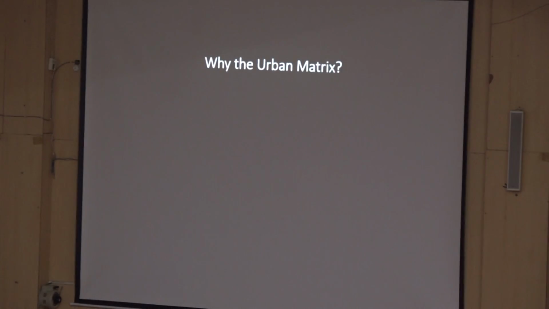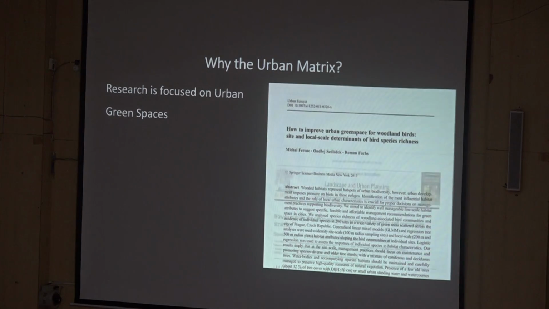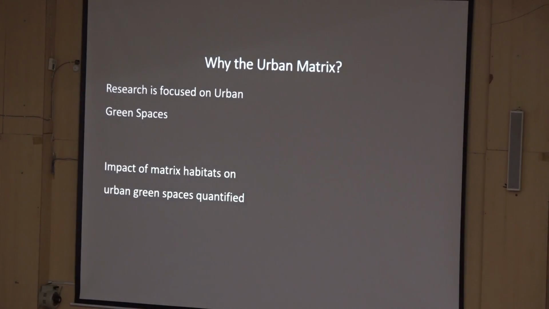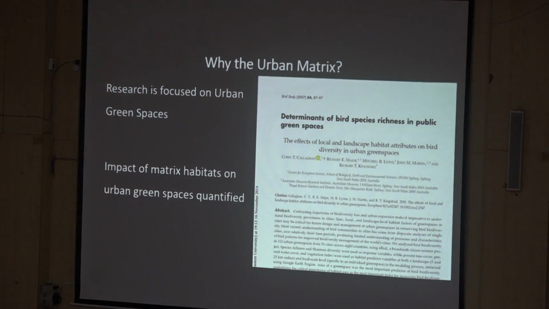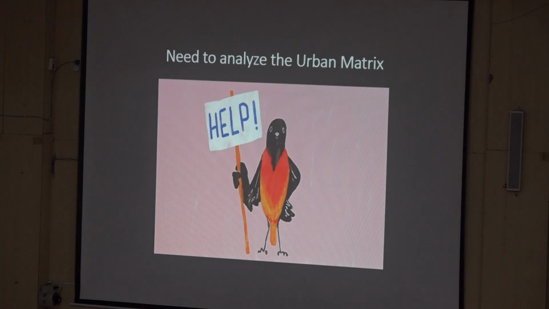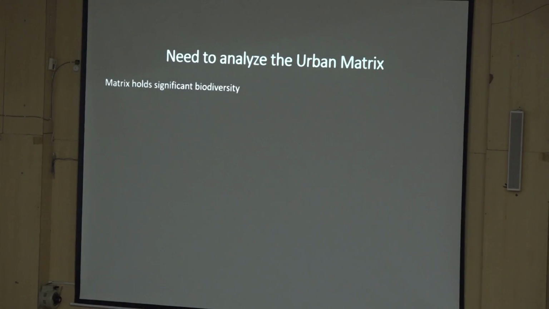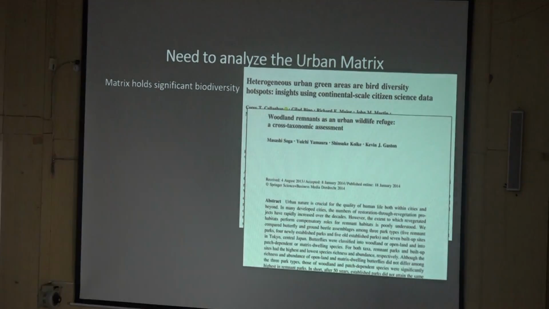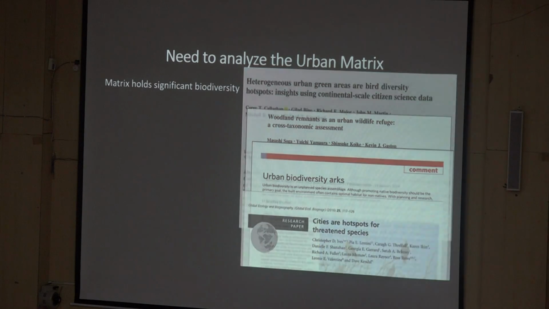So why would one want to study the urban matrix? Firstly, research has majorly focused on urban green spaces and, in the context of the matrix, on how the matrix habitats influence the green spaces. They have not looked specifically at the biodiversity of the urban matrix itself. There is a need to analyze the urban matrix, and this is very relevant because the matrix holds significant biodiversity, which is shown by many papers.